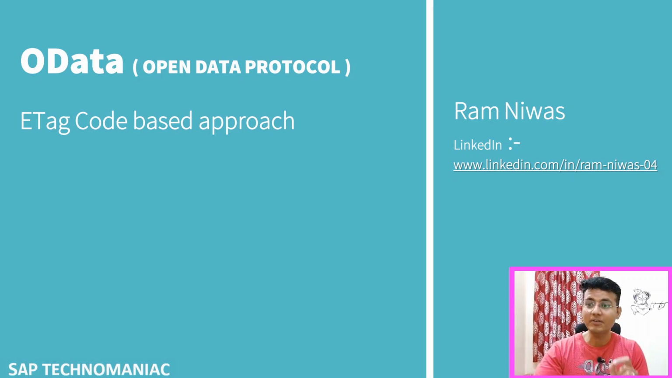In this video, we will learn the ETag code base approach. In my previous video on ETag, I think that was the 22nd video of this OData series, we learned what concurrency control is and what ETag is, and how ETag helps us achieve concurrency control. Concurrency control means that when multiple users want to update the same data, there should not be a conflict. To avoid conflicts, we use concurrency control, and we do that using ETags.